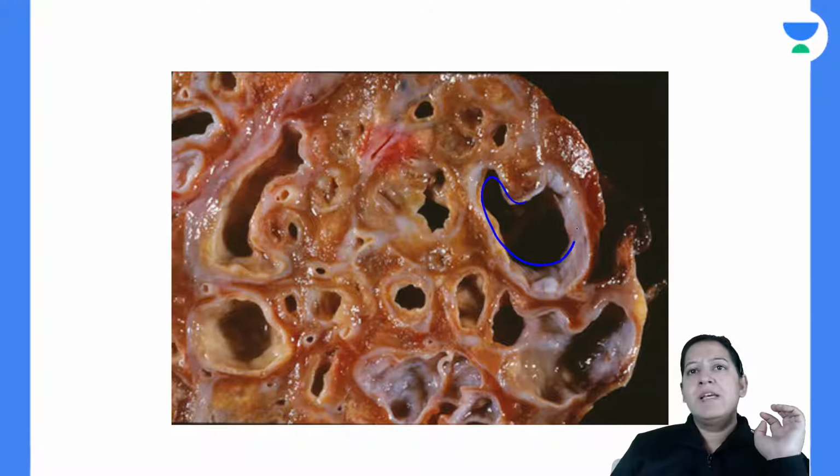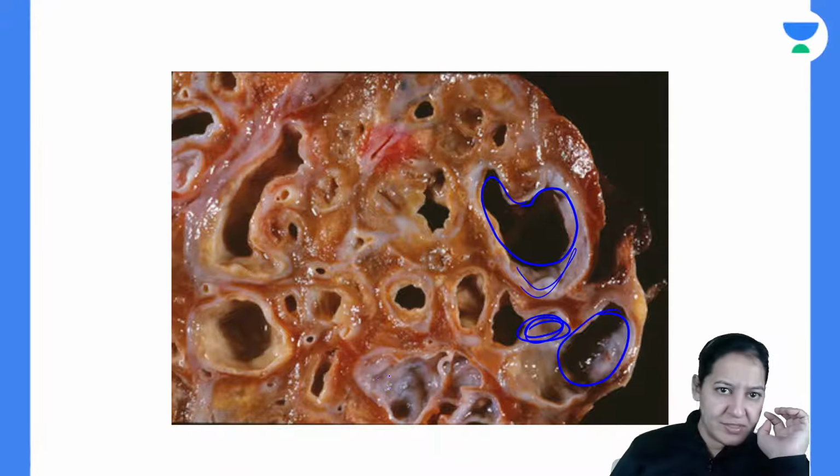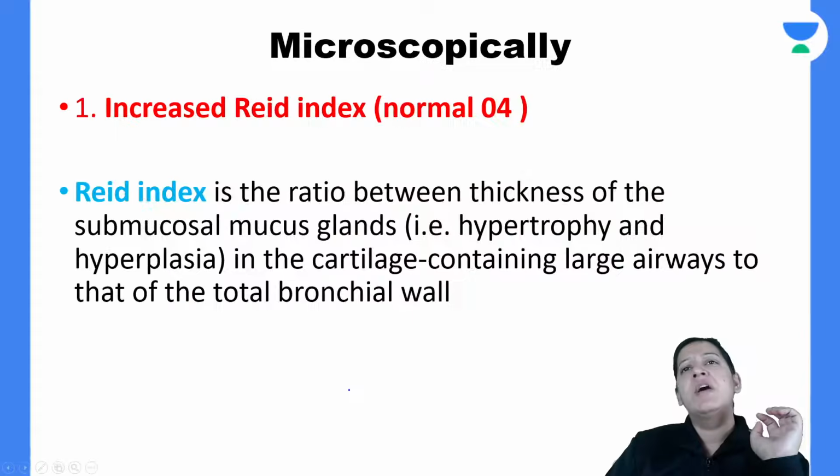Can you see? These are bronchi. Can you notice the sputum here? Can you notice the secretions? More secretions. The secretions are obstructing the lumen. Please appreciate. So that is the thing.